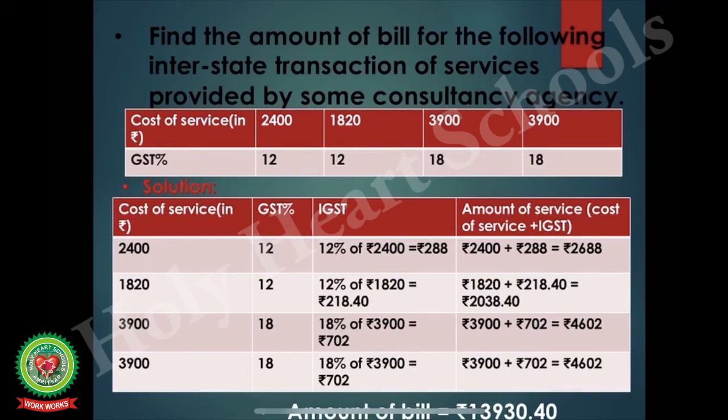Now we are going to add all these amounts of service to get the amount of bill. On adding 2,688, 2,038.40, 4,602 and 4,602, we get the amount of bill as rupees 13,930.40.